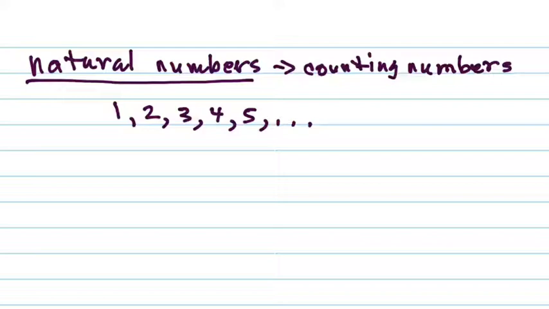Okay, so the natural numbers begin with 1 and then go on forever. And with those numbers, we can do lots of things. But before we do that, we need to talk about a few other definitions. And the first one is we need to talk about something called a factor.